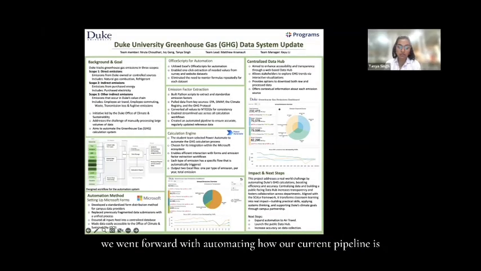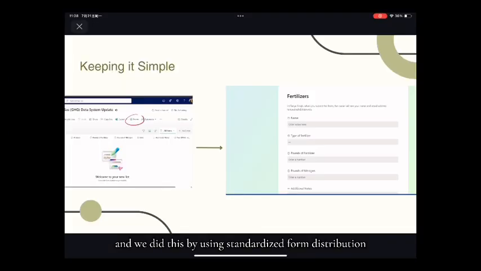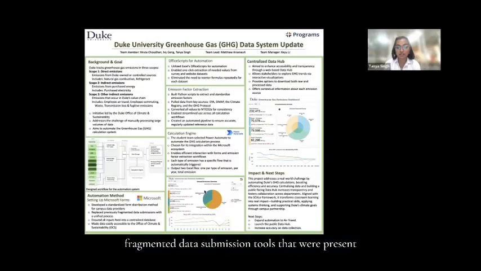After this, we went forward with automating our current pipeline. We did this by using standardized form distribution and replaced the previously fragmented data submission tools that were present. This unified the whole process and made an easily accessible data set for the whole Office of Climate and Sustainability.